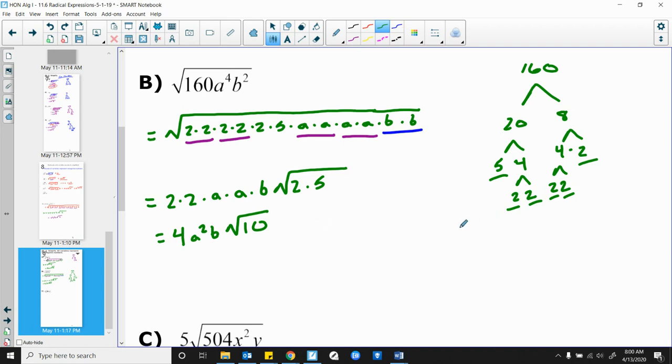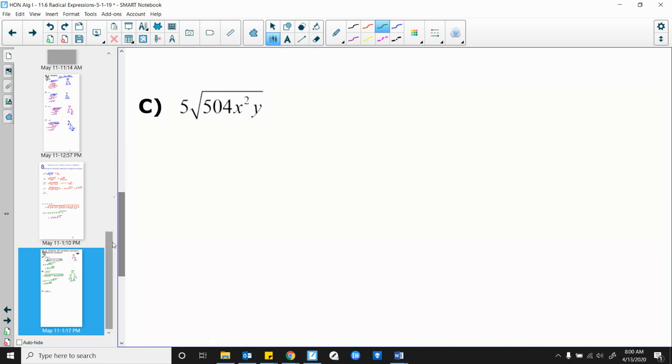All righty, last one for today. Okay, we've got 5 times the square root of 504 x squared y. First thing we're going to do is factor out our 504. So we write our 504 over here. And then we've got to find something here. Remember, you can always go 2.